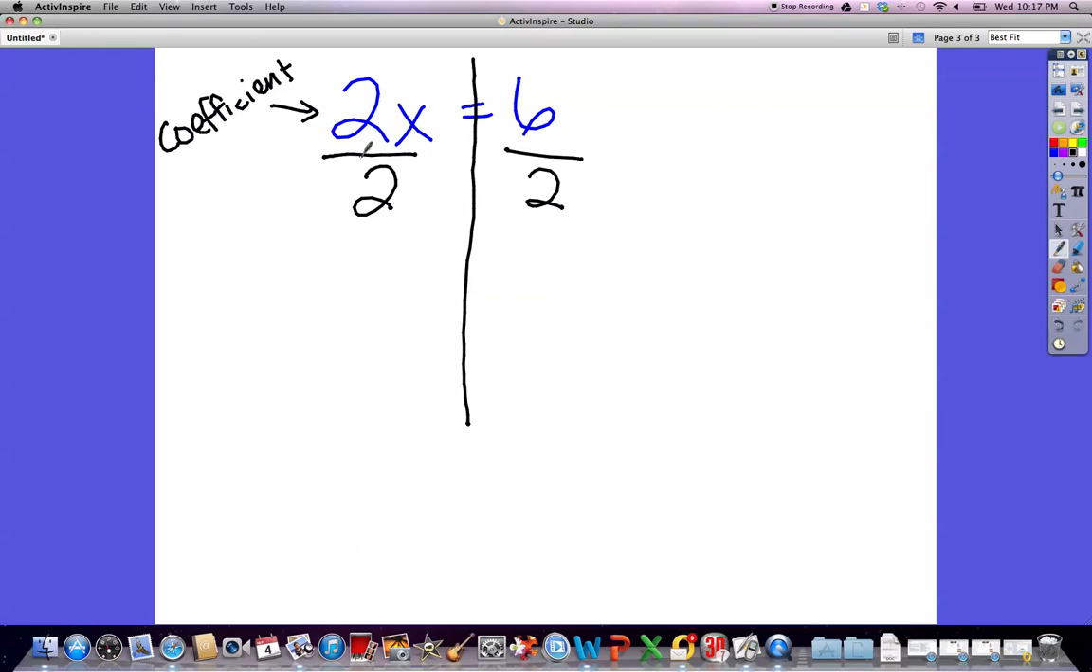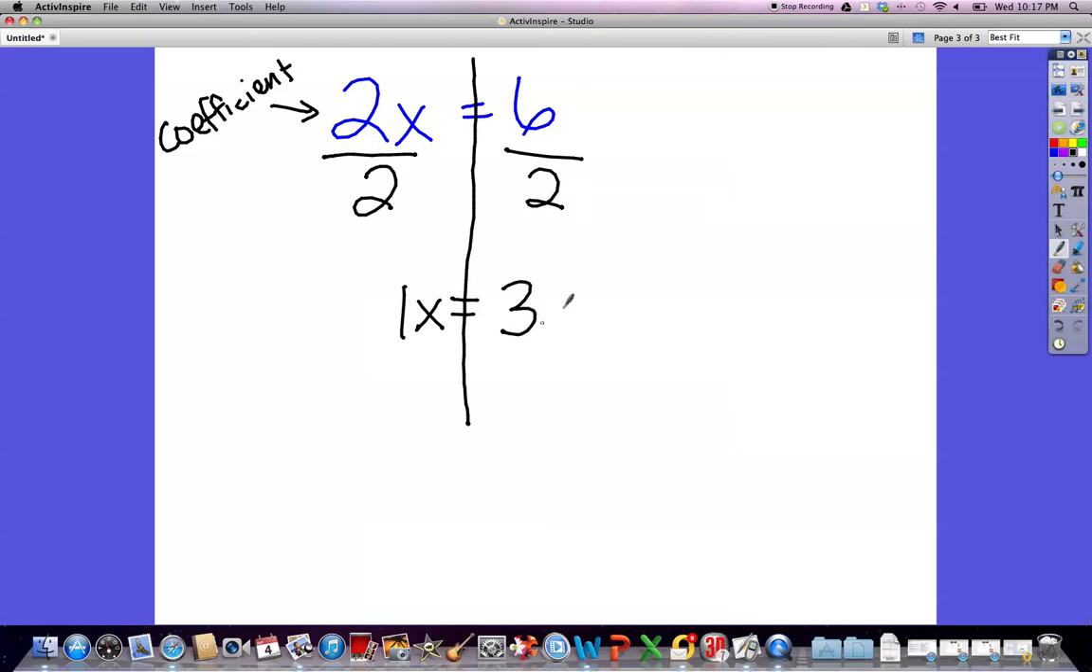What is 2 divided by 2? That's right, it's 1. Yep, 2 divided by 2 is 1. And then you have that x there still, because we didn't want to get rid of it, we just wanted to make it by itself. And 6 divided by 2 is 3.